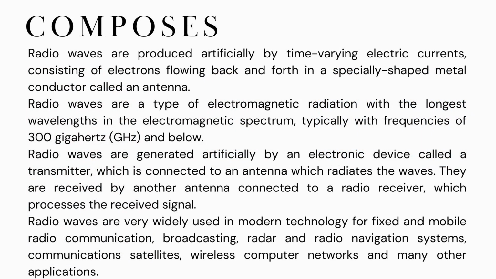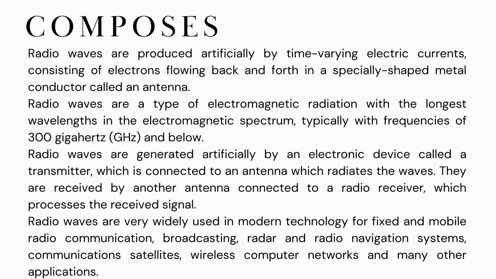Radio waves composition. Radio waves are produced artificially by time-varying electric currents, consisting of electrons flowing back and forth in a specially shaped metal conductor called an antenna.